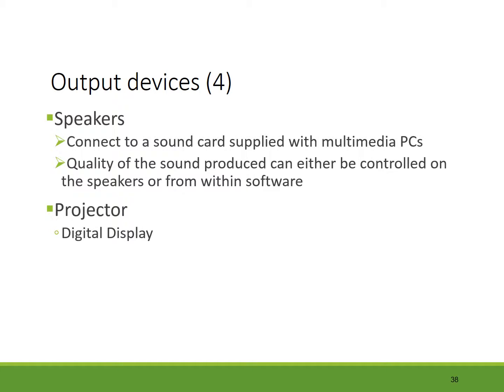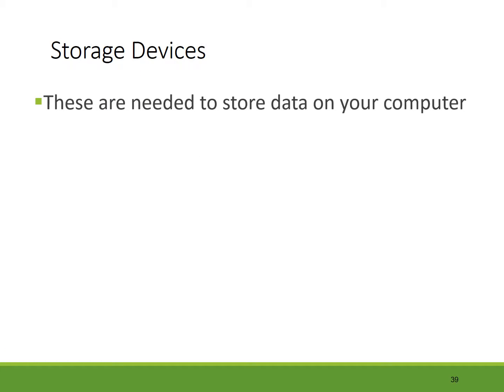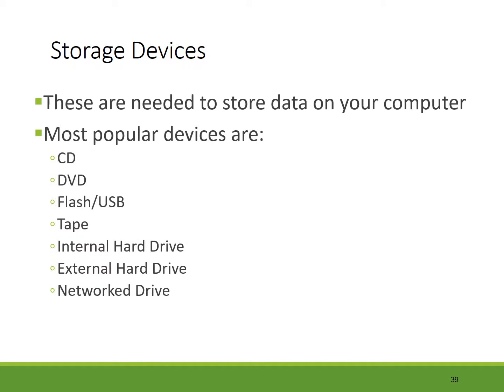So projectors, again, another way of getting information out of your machine. Headphones, which you might be using right now to watch this video. Storage devices. These are needed to store data on your computer. Some of the older technologies will be things like CDs and DVDs, USB sticks. You have tape, which was used for creating backups. You've got internal and external hard drives, and also now you can have cloud-based drives or network drives as a place of storing your information.